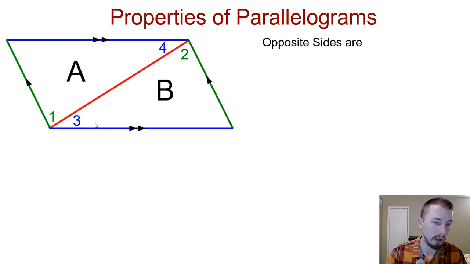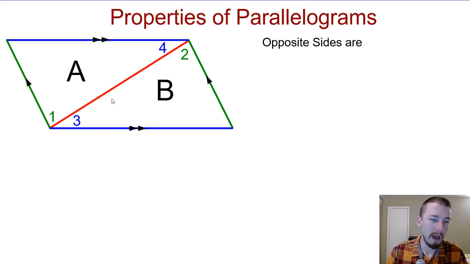So the blue parallel lines are going to cause 3 and 4 to be alternate interior angles. See how they're on the alternate side of the red diagonal and they're on the interior of the blue? So the blue angles are going to be congruent. Now the green lines that are parallel are going to force 2 and 1, the green angles, to be congruent as well, because they're also alternate interior with that red transversal there. So the blue angles are the same and the green angles are the same, because the red transversal is going to form alternate interior angles. Yeah, you get what I'm trying to say.